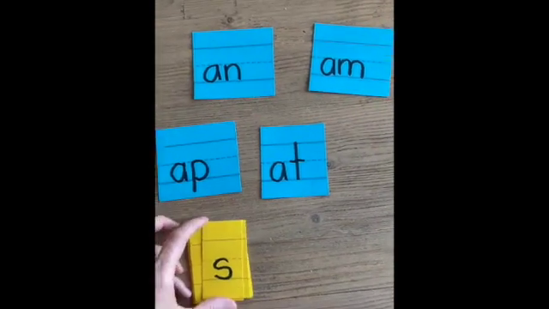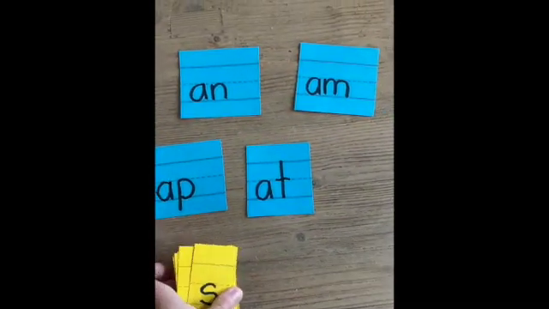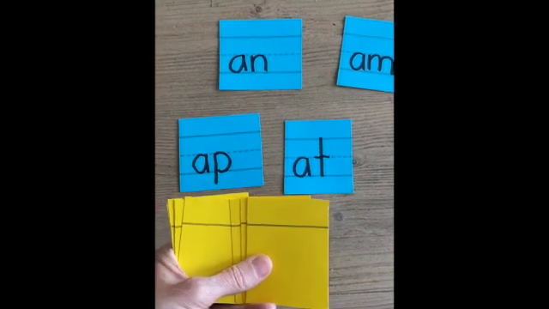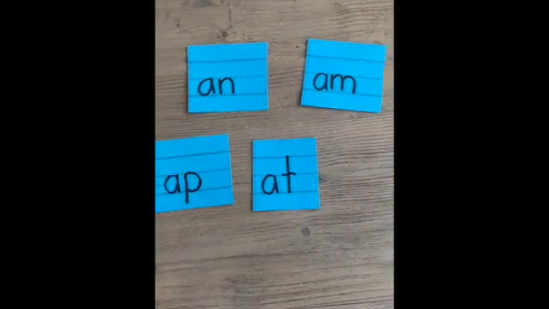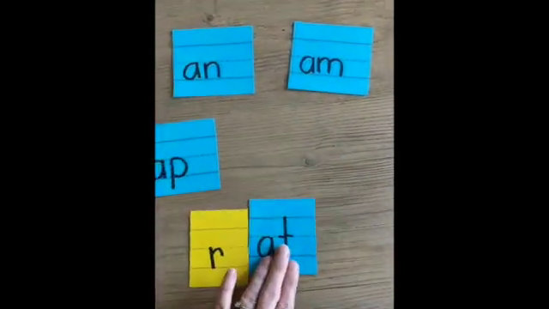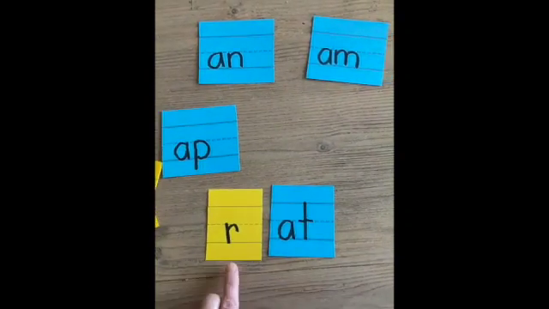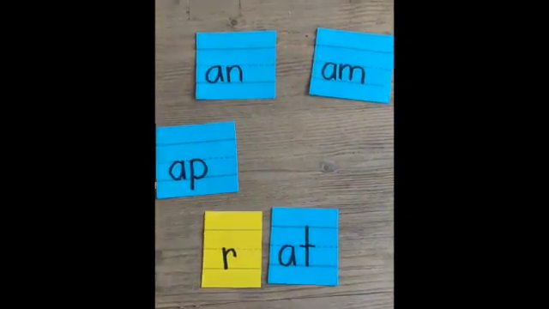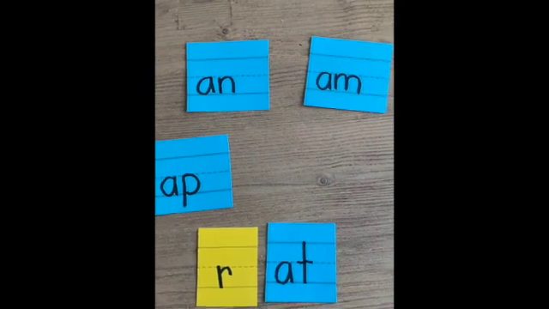So then we would do things like, she really liked when I fanned them and she got to choose one, like a mystery letter, and then she'd put it next to it and read it, "at," "rat," and then say if it's a real word or not.